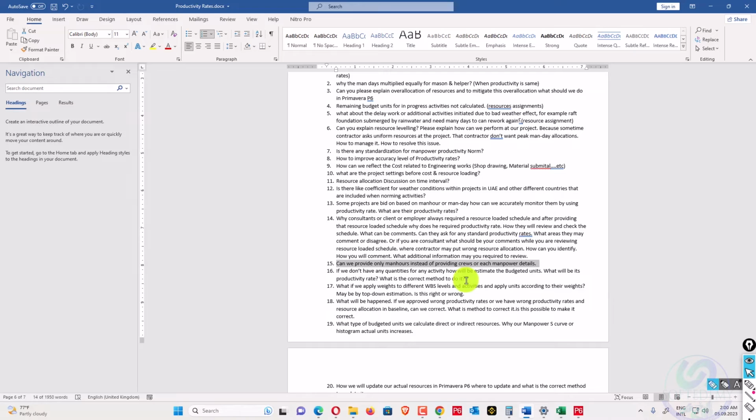What if we apply weights to different WBS activities and apply units according to their weights? So what is the weight concept? The weight concept is related to cost. It is not related to the units. How do people calculate the weights? If you have a 100 million project and you have assigned 80% to the construction activity, that is 80 million of the work, so that is based on cost. It does not mean that if an activity has a higher cost, there should be higher labor deployed for it.